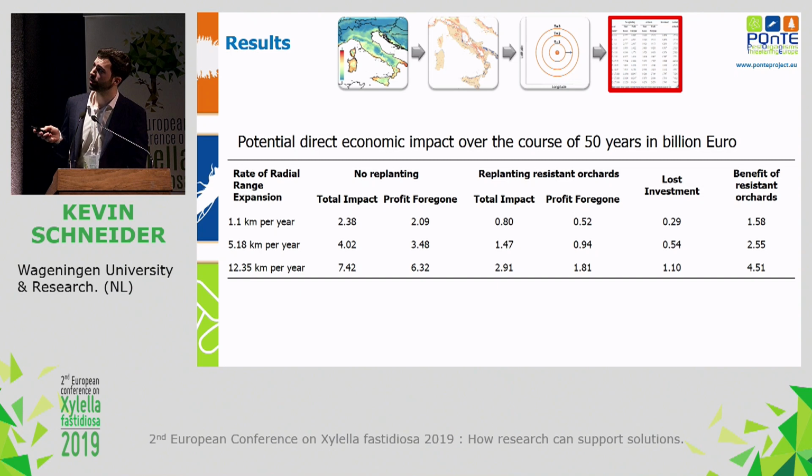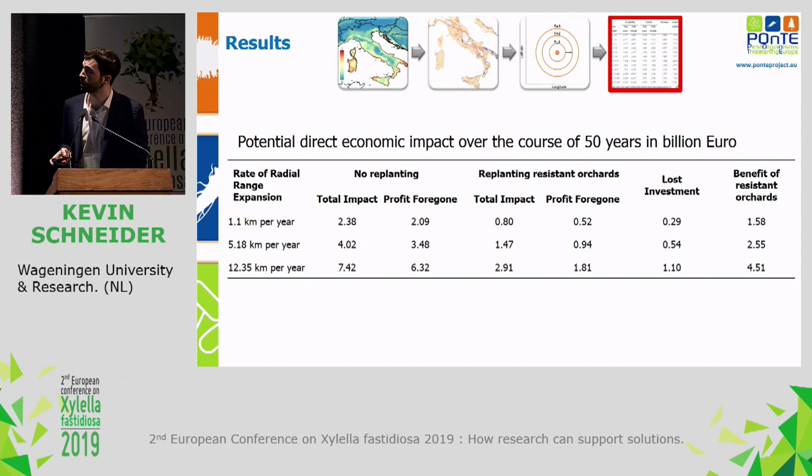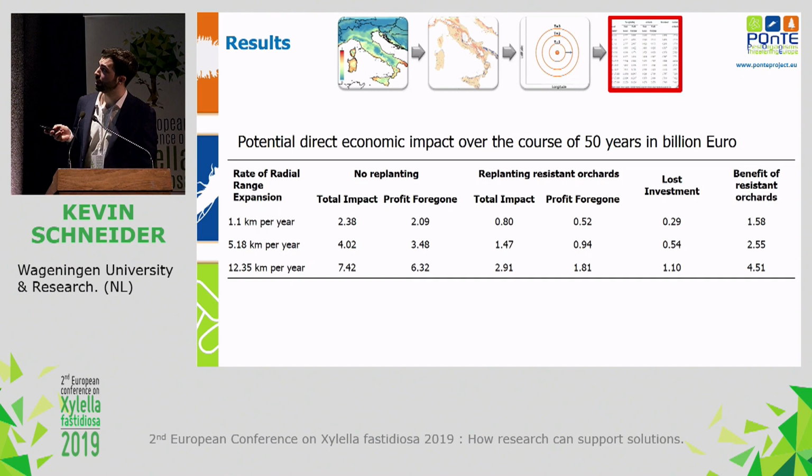The middle two columns depict the scenarios where replanting is feasible. What we see is that present values over 50 years, if replanting is not feasible, range between 2.4 and 7.4 billion euros, the majority of which was due to the absence of profits that would have been generated. If replanting is feasible, these impacts are reduced to around 800 million up to 2.9 billion euros over the course of 50 years. The difference between the total impacts approximates what we term the benefit of resistant orchards.